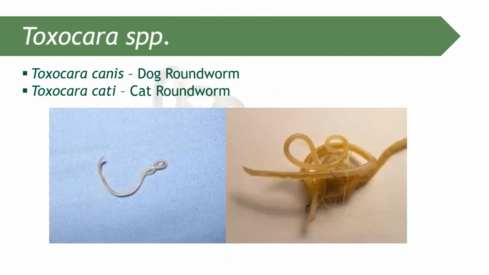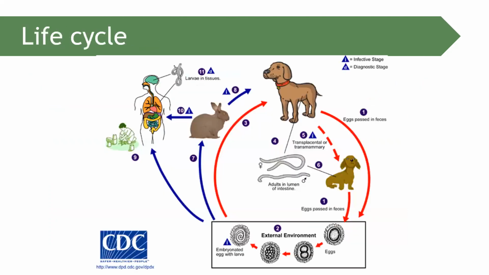Okay? Now, for Toxocara canis and Toxocara cati, take note that Toxocara canis is your dog roundworm and your Toxocara cati is your cat roundworm. Take note that they are capable of what we call visceral larval migrants. Okay? Toxocara canis and Toxocara cati can shed 200,000 eggs per day. And this is the life cycle.